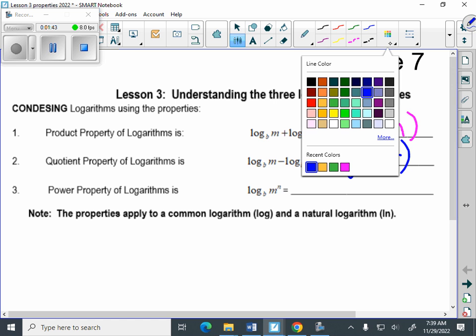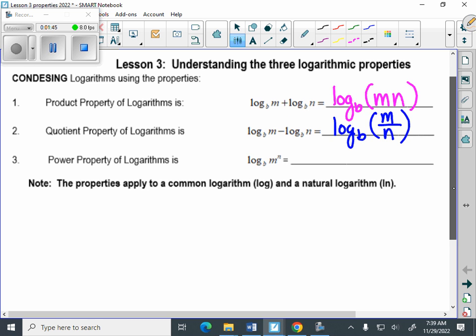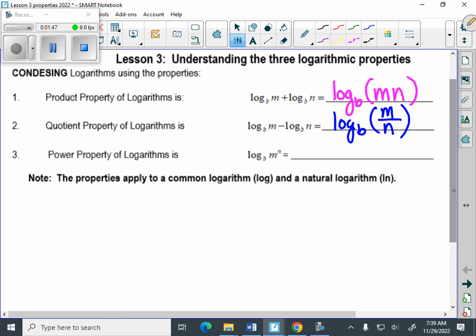And our third property here is probably one of the most used properties. It's called the power property. And what happens is we take the exponent here and we make it a coefficient. So when we simplify with a power property of logarithms, log base b of m to the n becomes n log base b of m.